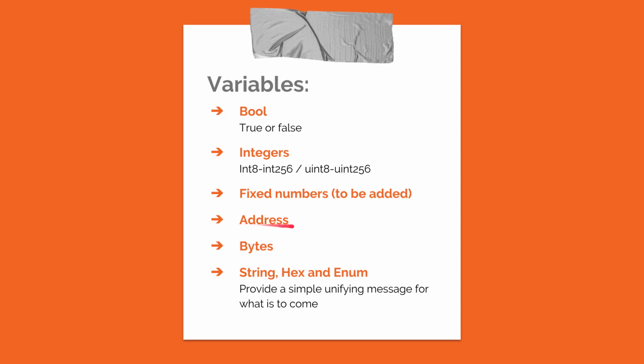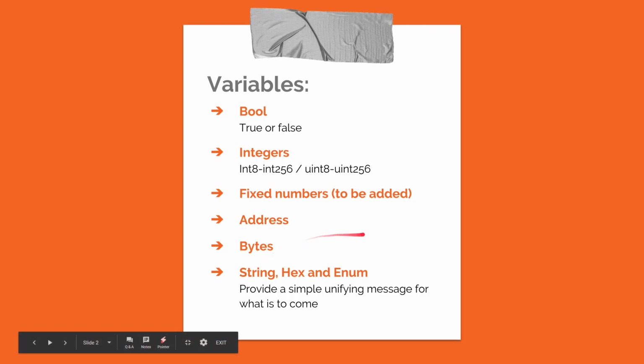Now, the address type holds 20 byte value, which is the size of an Ethereum address. Addresses also have members and serve as a base of all contracts. We also have string types, which are written with either double or single quotes and can hold text. Hex types hold hexadecimal strings, and enum values are the ones that create user-defined types in Solidity.